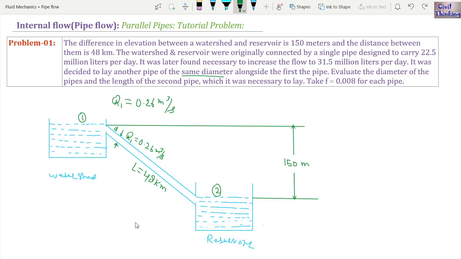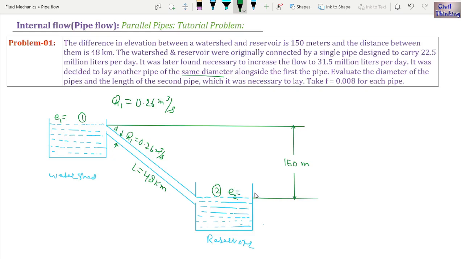Now, let us see how we will do that. Let us say the energy per unit volume at 1 is E1. This is the energy per unit volume at level 1. Now let us say the energy at this reservoir surface, at point 2, is E2. Now let's find the value of E1 and E2.